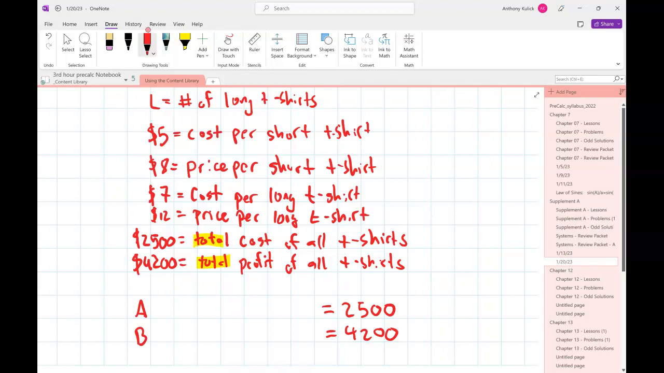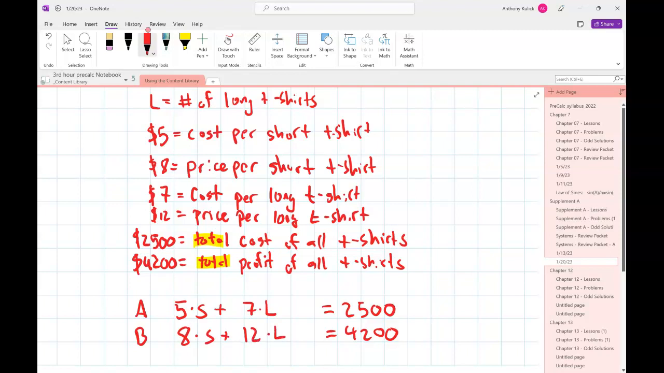Okay. How did I get the 2,500? What things did I have to add up to get that total? The cost of the short sleeve. Okay, so how much did I spend on short sleeve t-shirts? 5S. $5 times each short sleeve t-shirt, right? And then how much did I spend on long sleeves? 7 times L. Good. And then how much did I bring in from selling my short sleeve t-shirts? 8 times S. And 12 times L.